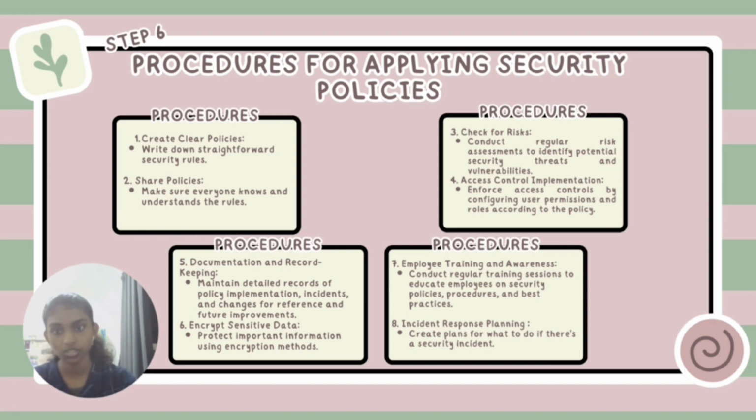The seventh procedure is employee training and awareness. Conduct regular training sessions to educate employees on security policies, procedures, and best practices. The last procedure is incident response planning. Create plans for what to do if there's a security incident in the future.